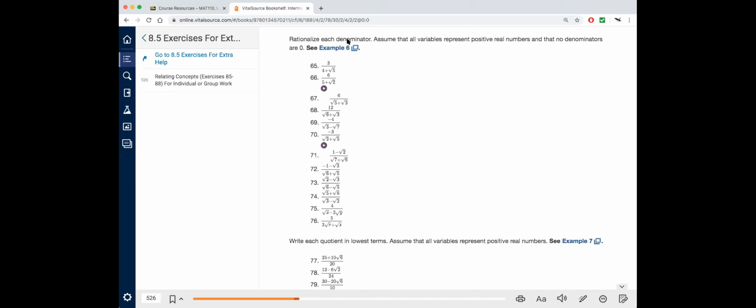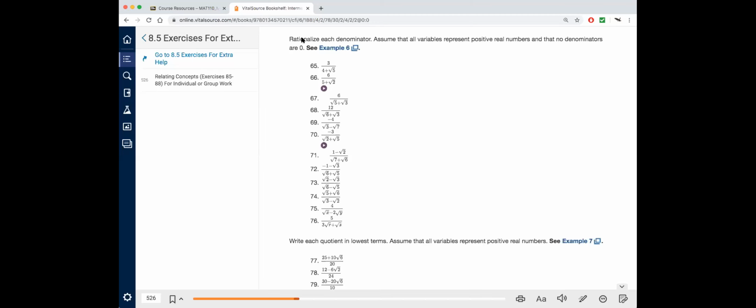So rationalize each denominator. What do you notice about each denominator? What does each denominator have that's remarkable? So each denominator here has a radical. To rationalize the denominator basically means you get rid of this radical from the denominator. This radical, or in this case, two of them.